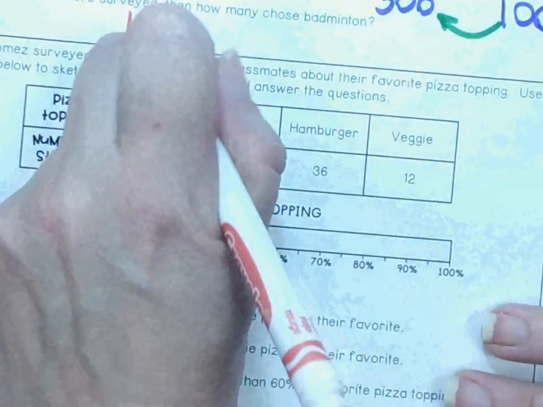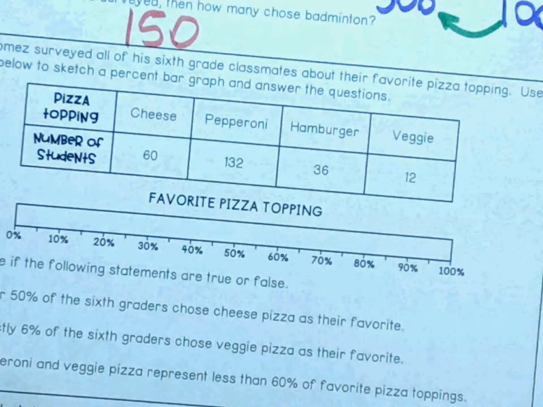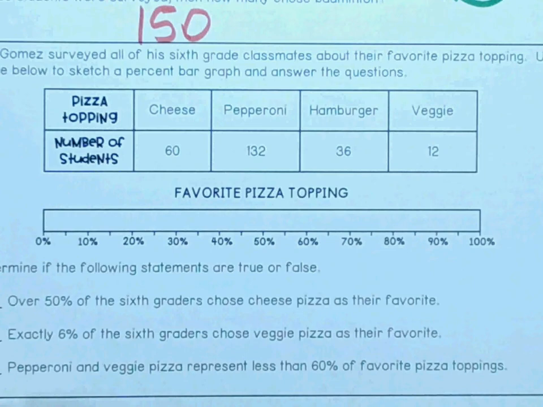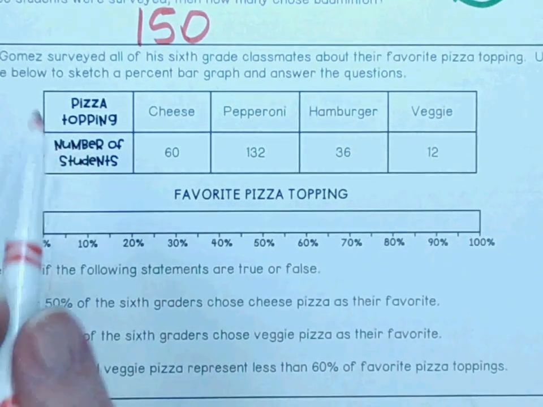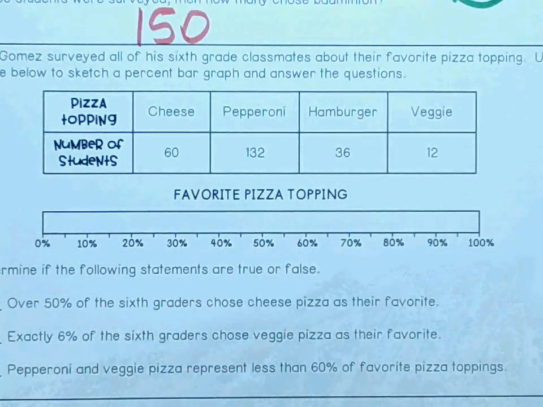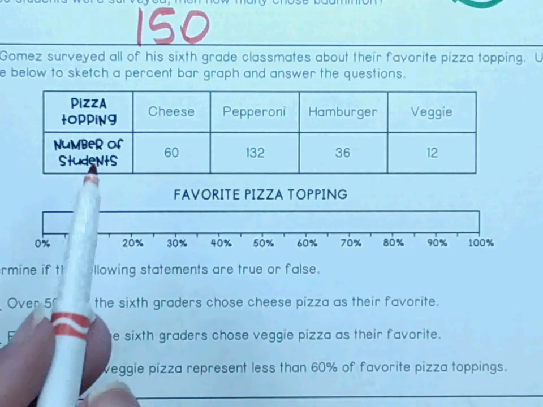Alright, let's do the last one here. It's favorite pizza. So they gave us a little table here with the information, and we're going to create the bar graph. So the first thing we want to do is figure out the percentage of each one of these items. So let's do that together.